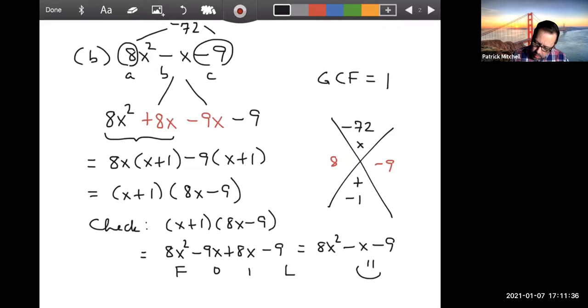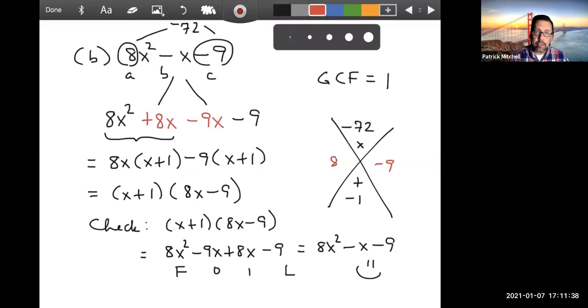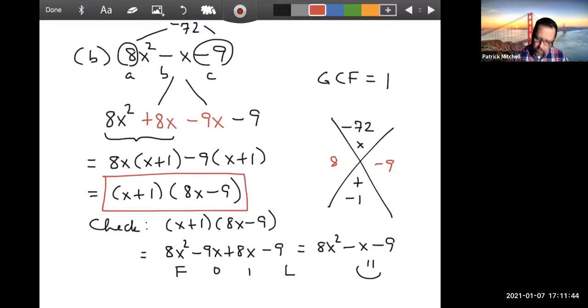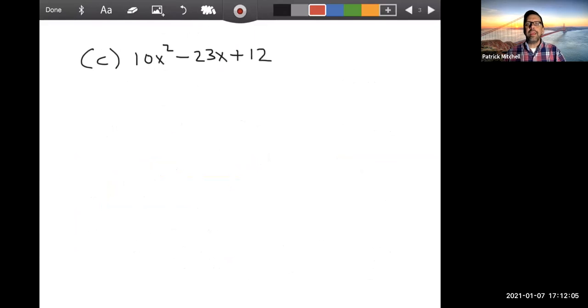Woohoo! All right, and so my final answer for this chapter 6 problem is x plus 1 times 8x minus 9. And remember, the factors can be written in either order. So if you put 8x minus 9 times x plus 1, that is just as good. Okay. All right, so hopefully that makes sense. If it doesn't make complete sense, then let's take a look at the next example. All right, so hopefully after this example, you'll be ready to try one on your own and then come back and compare notes with me.